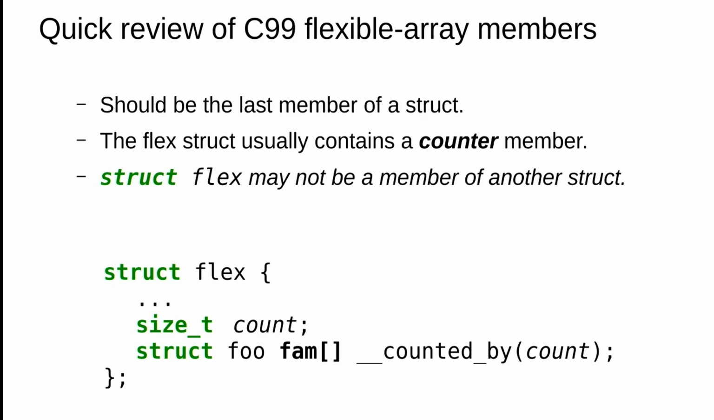Why this attribute is important is because now we have a way to link our counter member to our flexible array member. So with the help of this attribute, the compiler is going to instrument our code so that at runtime we can have runtime bounds checking coverage, right?